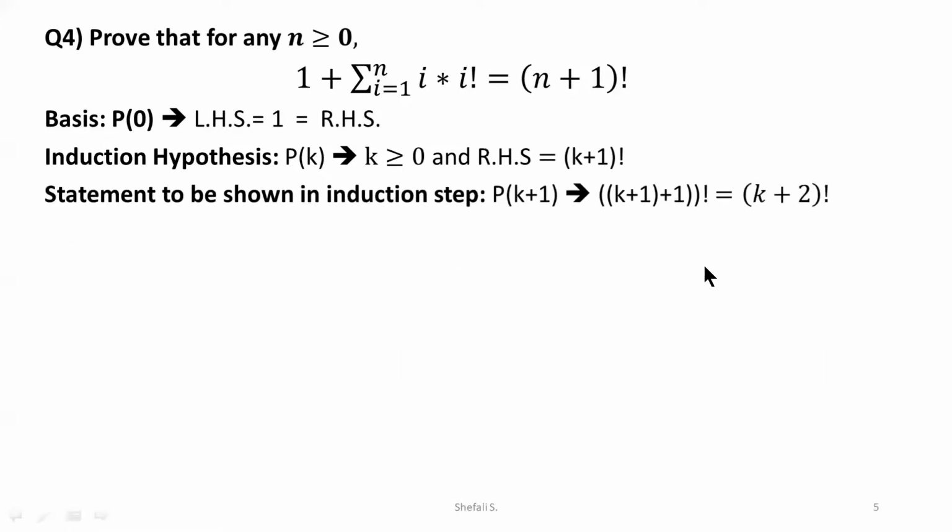Now, what exactly do you want to prove? The statement to be shown for the induction step is that predicate k plus 1 should go for, just replacing n by k plus 1, plus 1 factorial. That is k plus 1 plus 1 factorial, that is k plus 2 factorial rather.